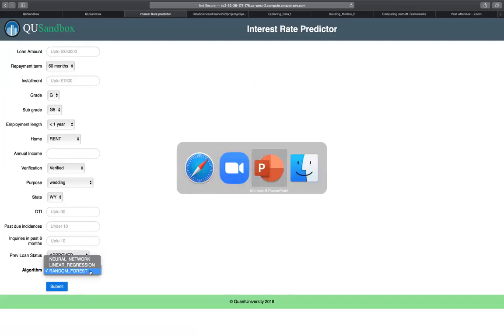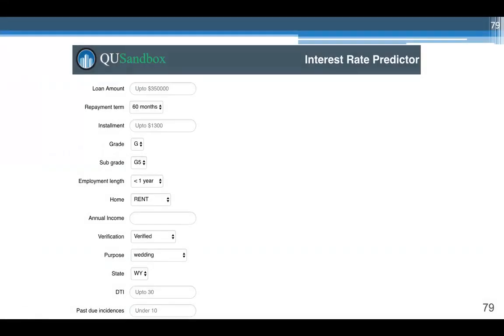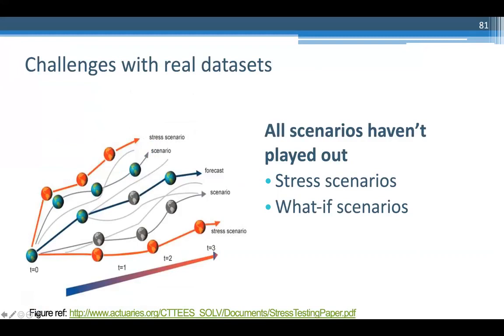Okay, so let me illustrate. I'll take some questions about this after we complete the presentation. But let me also show you the next case study. The next case study is about synthetic data generation. I believe there was a question out there. So let me set the stage on what it actually means.